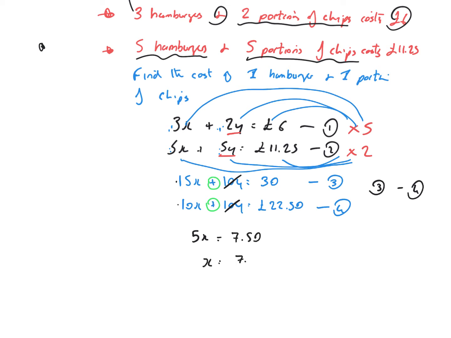x is then equal to £7.50 divided by 5. Now, be careful about overusing the calculator. That probably is a calculator question, but we could do it without. 5 into 7 goes 1, remainder 2. There's a decimal point there. 5 into 25 goes 5, and 5 into 0 goes 0, so that's 1.50.